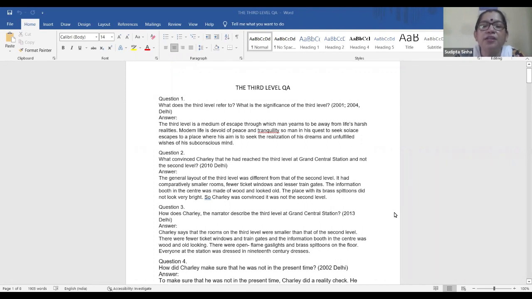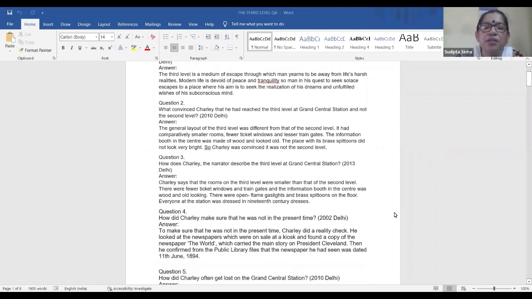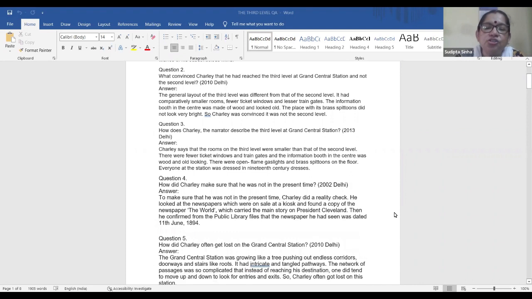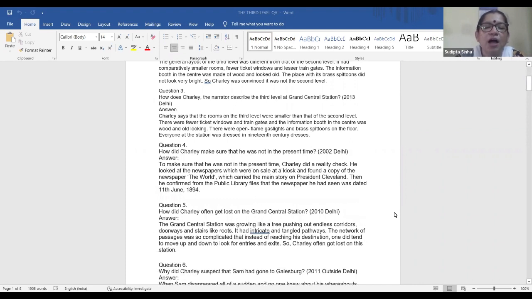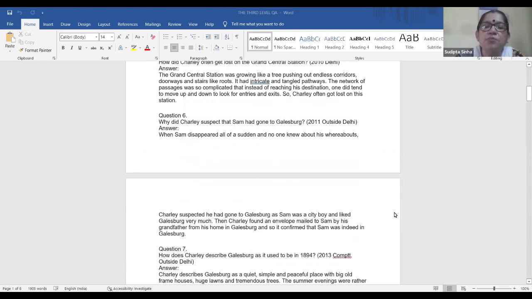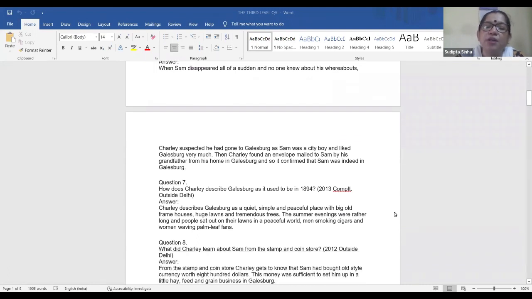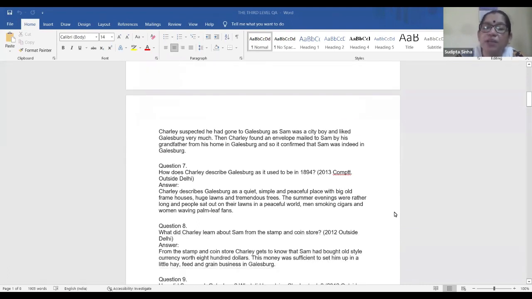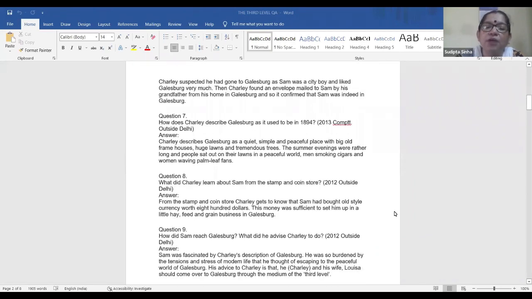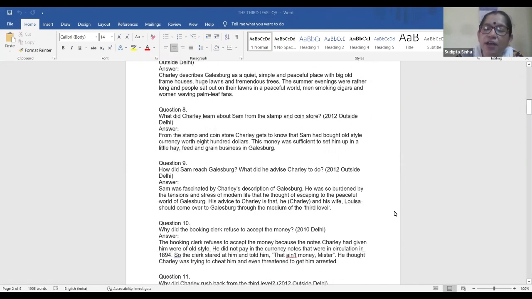What convinced Charlie that he had reached the third level at Grand Central Station and not the second level? How does Charlie, the narrator, describe the third level at Grand Central Station? How did Charlie make sure that he was not in the present time? How did Charlie often get lost on the Grand Central Station? Why did Charlie suspect that Sam had gone to Galesburg? How does Charlie describe Galesburg as it used to be in 1894? And what did Charlie learn about Sam from the stamp and coin store? How did Sam reach Galesburg? What did he advise Charlie to do?